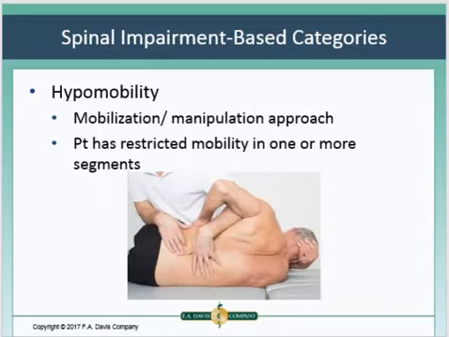The next bias is for those who have hypomobility. Some people may call it the mobilization and manipulation bias. These individuals have a limitation or a restriction in spinal movement, and it can be at one vertebral area or one joint, or it can be over several. These patients are treated with activities that help gain motion intersegmentally. So manipulation and mobilization are treatments that can be done.